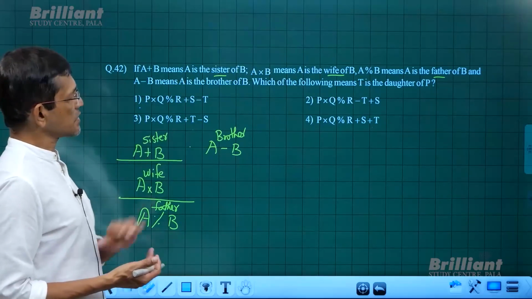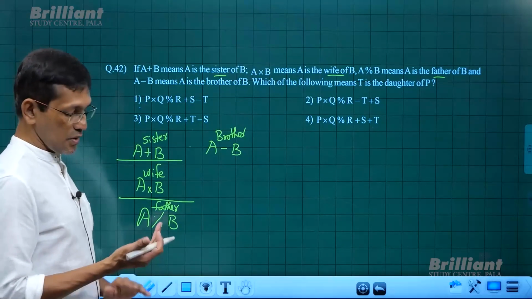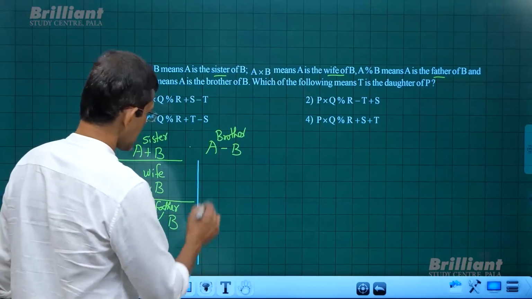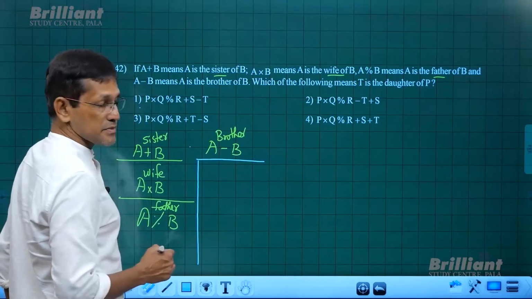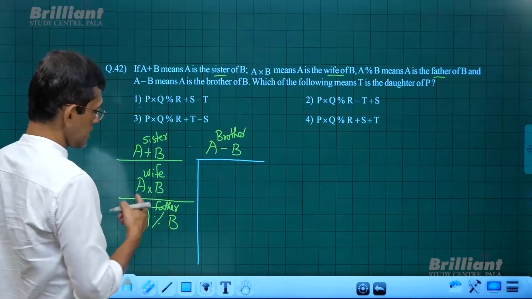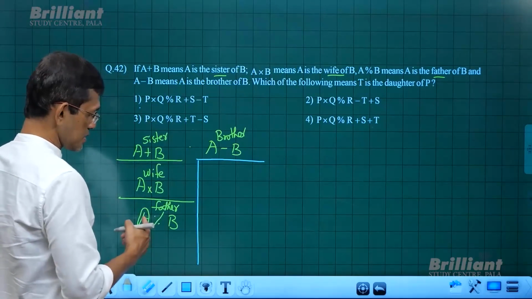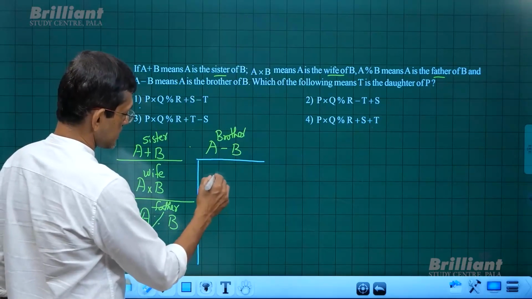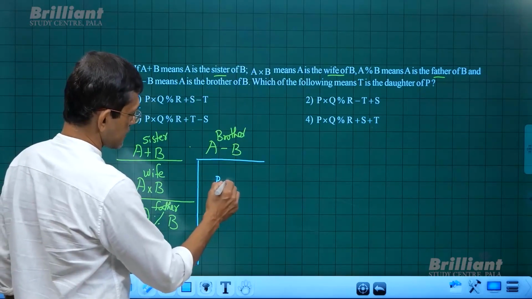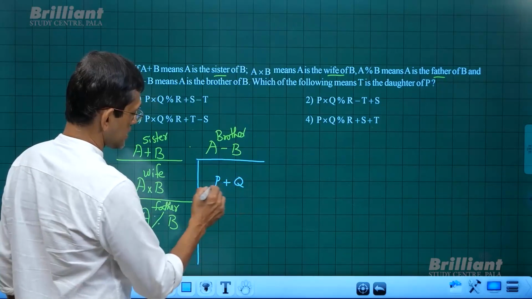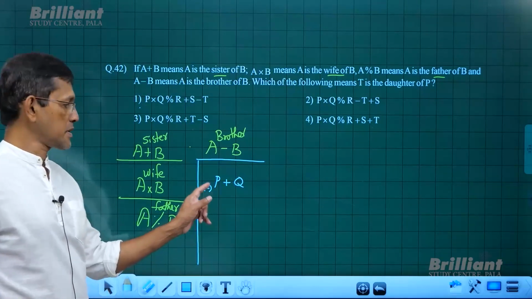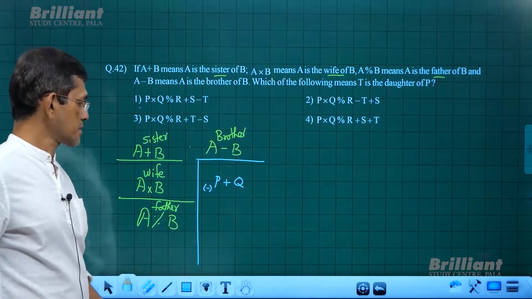So at a glance, if you get that answer right there, good. Or if you are a bit confused, then what we do, we'll just make a diagram. So P and Q. P into Q means P is the wife of Q. P and Q are married. This plus sign indicates that P and Q are couples.